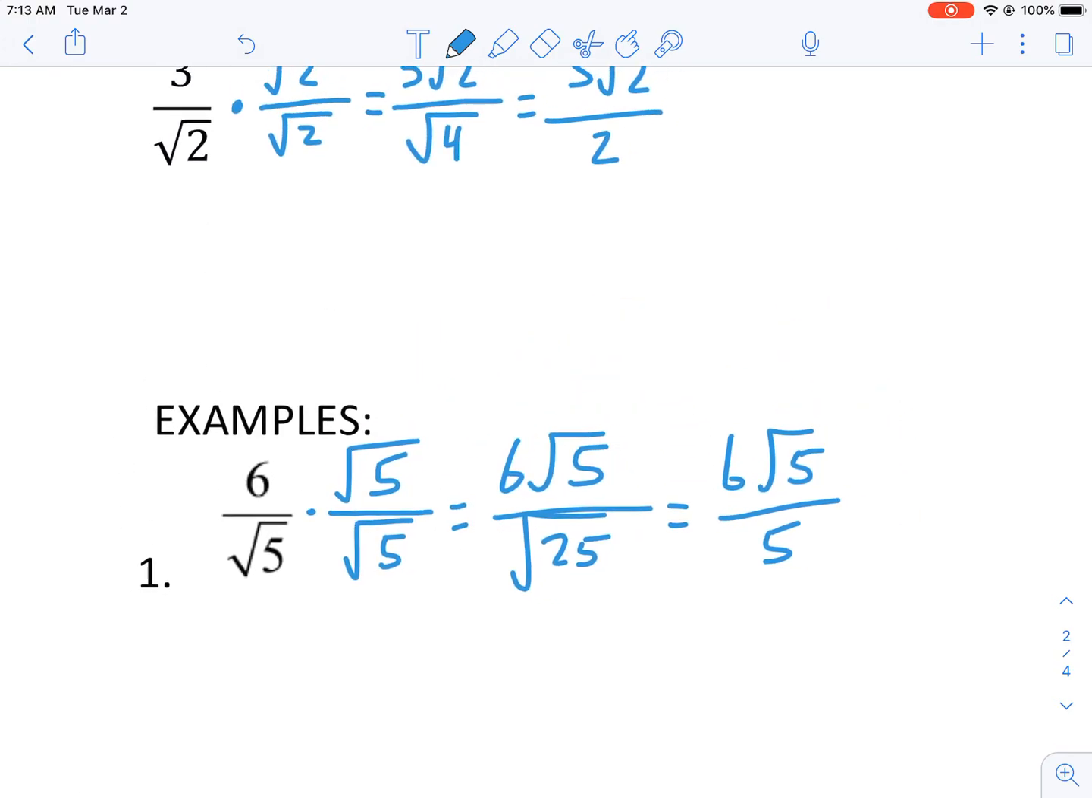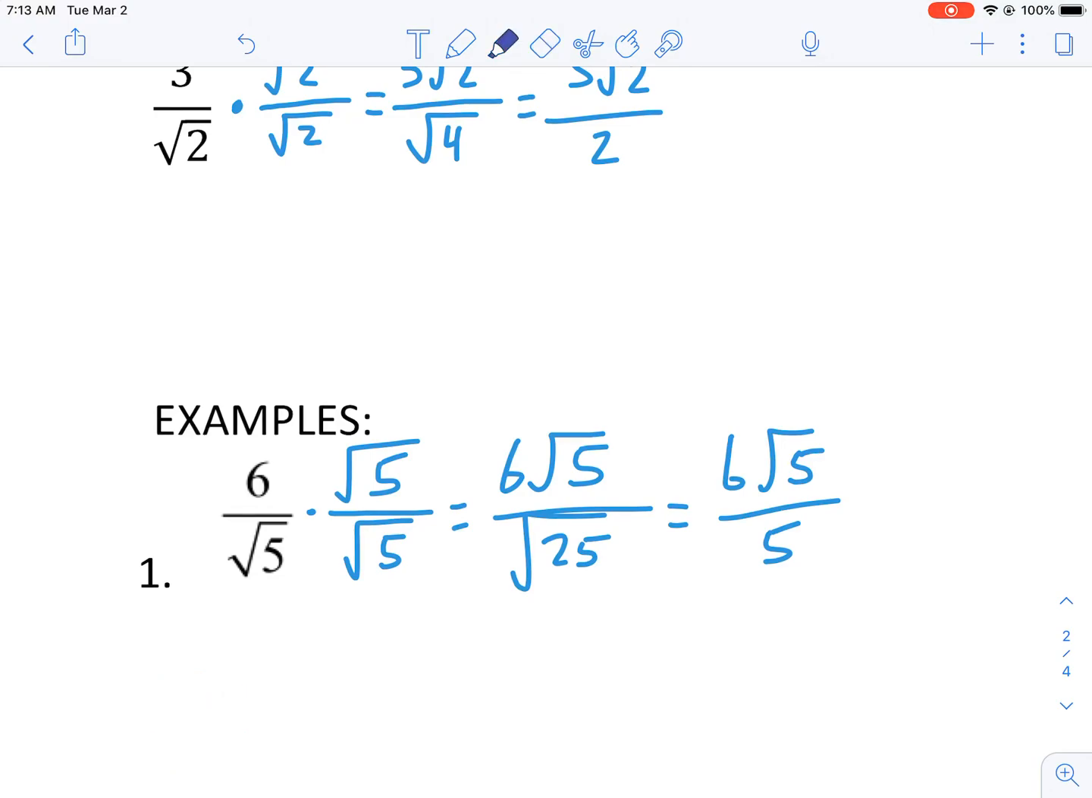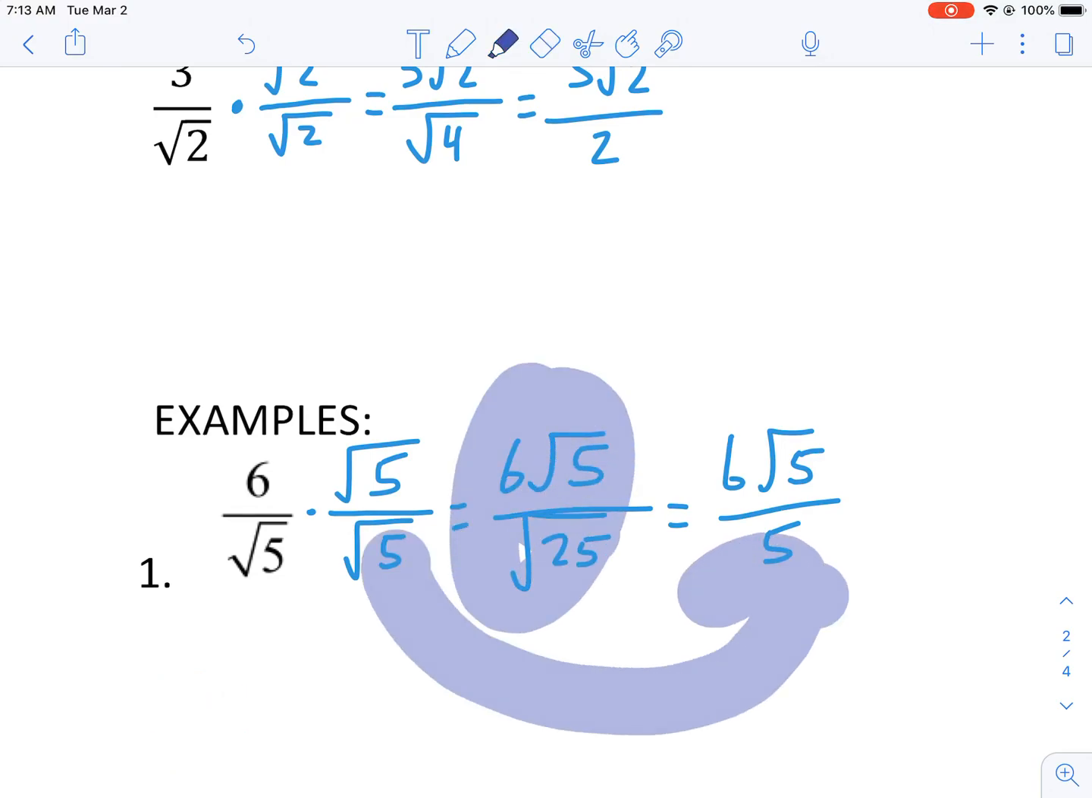Now, maybe you're noticing a pattern here. This is the square root of 2, and this ends up being 2. This is the square root of 5, and this ends up being 5. And that is always going to happen. Whenever you have the square root of a number times the square root of that same number, it always equals that number, because the square root of x times the square root of x is the square root of x squared, and the square root of x squared is x. So the two basically combine and become 1. You don't necessarily have to write this middle step every time. You could go right to this step right here.